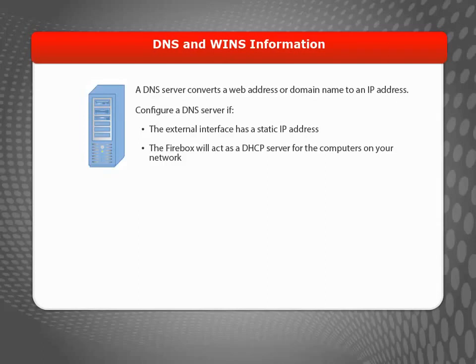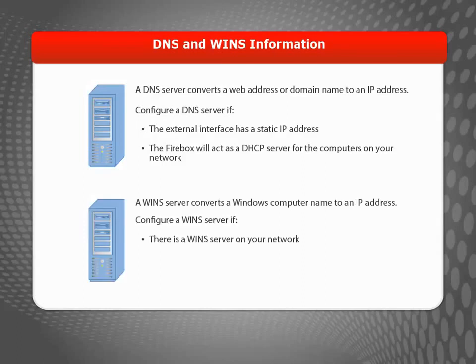If you're going to use a dynamic IP address on the external interface of your Firebox, you don't need to enter a DNS server address in the wizard. If you use a WINS server, it will always be installed on a computer on your network. You may use a WINS server if you use an older version of Microsoft Windows. If you don't know what WINS is, you likely don't need to include this information in the wizard.